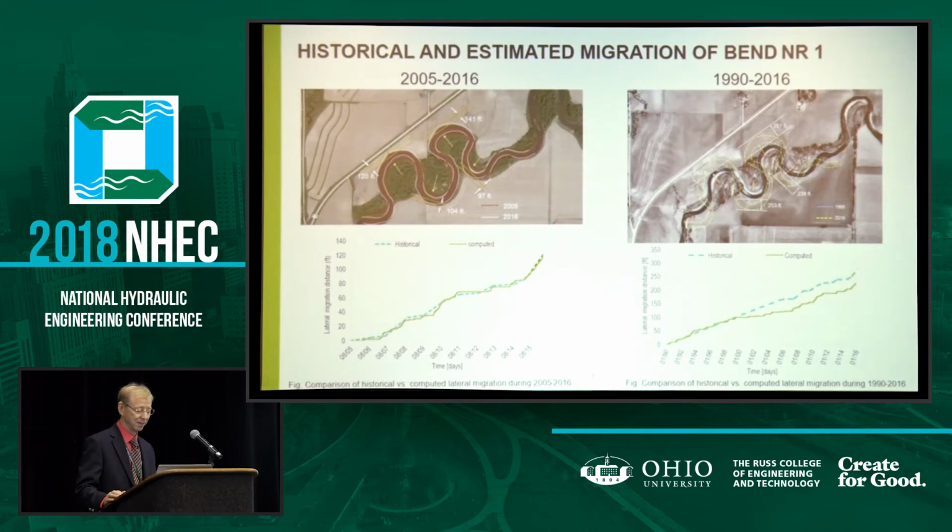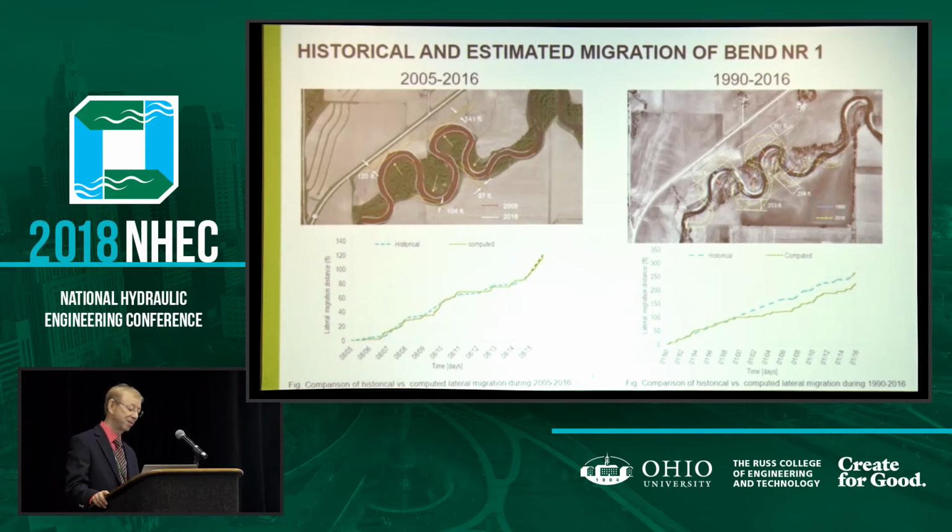So the left side here shows a plot of the migration of bank number 1. It's the one that's closest to the road there. And that's starting in 2005. And then what we fit was the final point on the right side of the lower left. And then you can see that if you add up day by day the migration, you'd expect it to be pretty close, and it is.